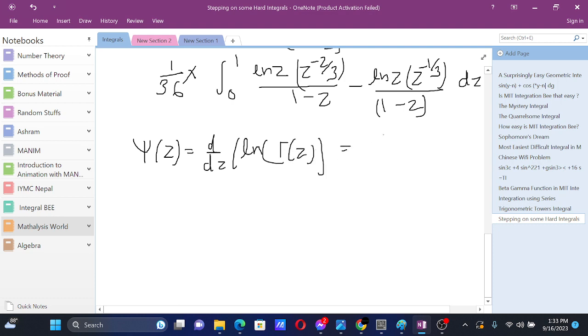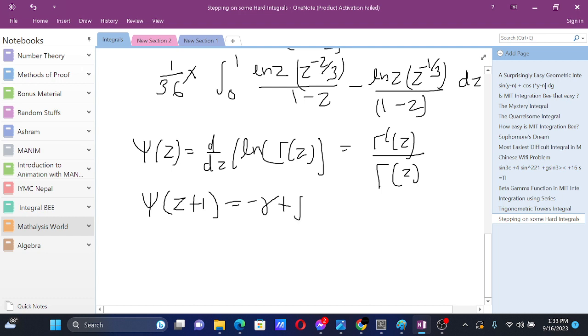So this should be something like the derivative of the gamma function by the gamma function. And we do have other representations for the digamma function too. One of the other useful representations is this: digamma function of z plus 1 is equal to negative of the Euler-Mascheroni constant plus the integral from 0 to 1 of (1 minus x to the power z) by (1 minus x) dx.